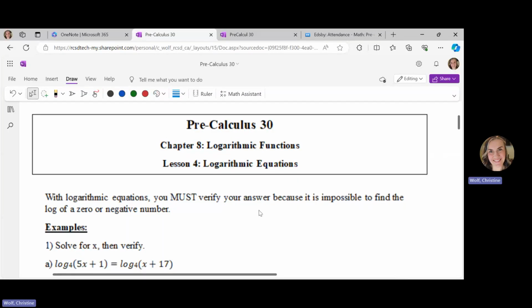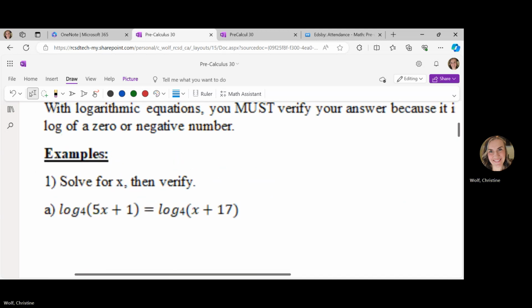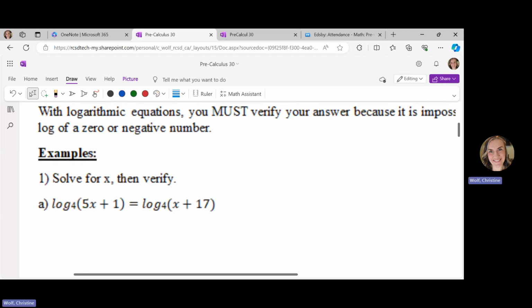Okay. So we're going to solve equations today. For every single question, you're going to be given some expression with log in it. It'll also have an X in it, and you'll have an equal sign. Obviously, we're solving an equation. Now, we're going to solve for X.